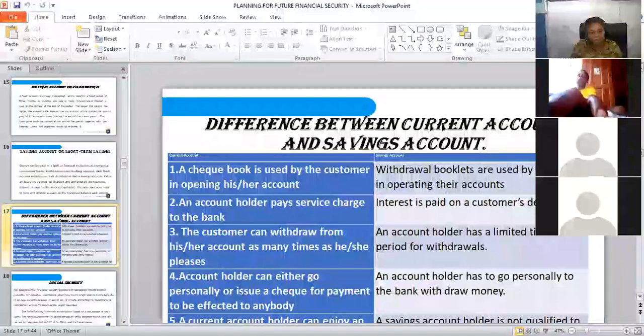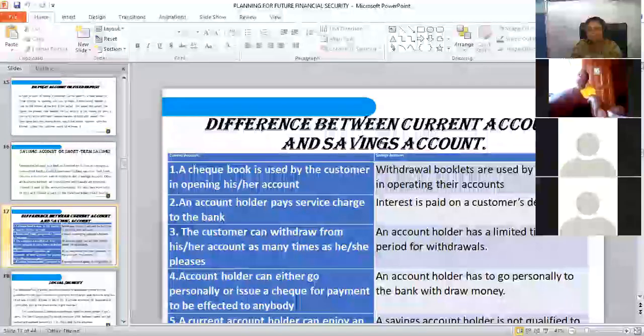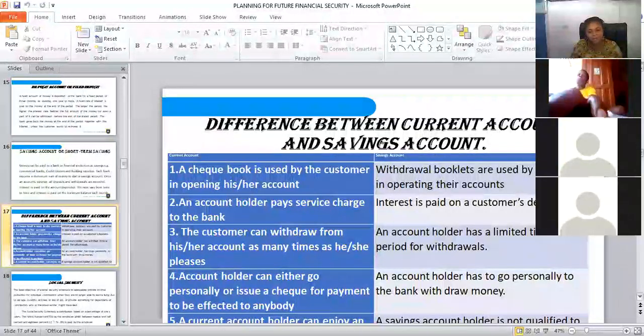with the current account, the customer can withdraw from his or her account as many times as he or she pleases. So with the current account, you can withdraw at any time, any day. But with the savings account, an account holder has a limited period of withdrawals. So you cannot exceed the minimum balance. That is with the savings account. Although with the current account too, you cannot. But with the current account, you have some benefits. You can withdraw everything. But with the savings account, you cannot. So you have a limited period of withdrawals with the savings account.